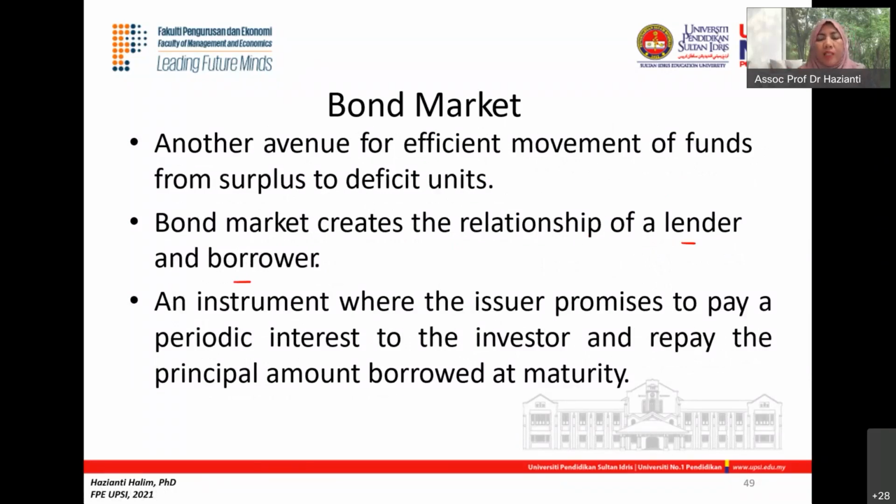But for bond market, it is more like a relationship of a lender and a borrower. Okay, you let someone borrow your money and then they have to pay you back together with the interest, okay, which is fixed rate. So it is an instrument where the issuer promised to pay a periodic interest to the investor and repay the principal amount borrowed at maturity. Nampak tak? So dia bagi kita issue bond, and then the issuer bayar interest untuk the bondholder, and at the end of the maturity period dia akan bayar balik the principal amount. So it's like a lender and borrower.